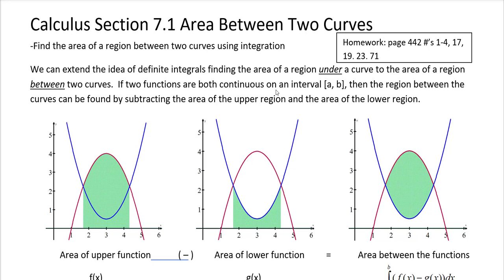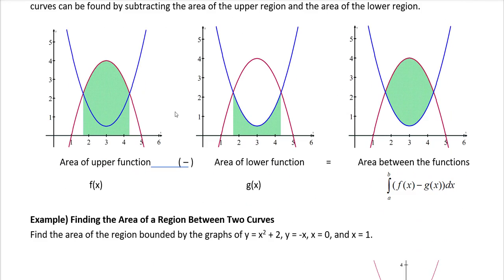If two functions are both continuous on a closed interval a to b, then the region between the curves can be found by subtracting the area of the upper region and the area of the lower region. So for instance, if I do this, here's my function. This is the area of the upper region. Because this is on top, I want to find all of this area right here, all the way down to the x-axis. Then I'm going to subtract the area of the lower region.